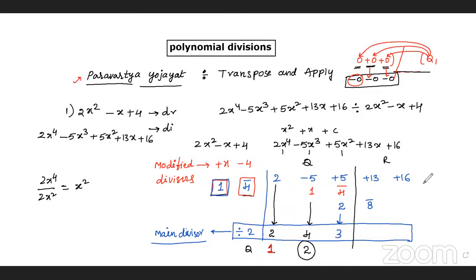Is it clear? Did I do it correctly, or is anything wrong? -5 plus 1 gives us -4, right? Oh, it is -4. Yeah. Then it is -4. Then what happened here?